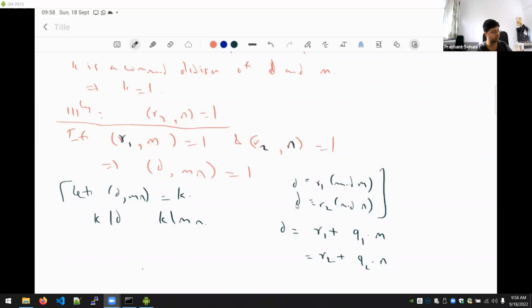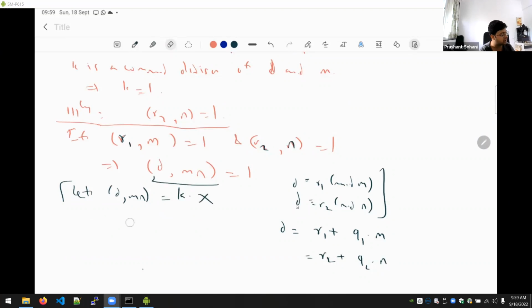Okay, I think we can try it this way. And this is a useful technique for other kinds of problems also. See, we want to show that GCD of D and MN is 1, which means that there cannot be any prime number which divides both of them together. So instead of just saying that GCD of D and MN is equal to K, this is not a very useful starting point because it doesn't allow us to do more analysis.